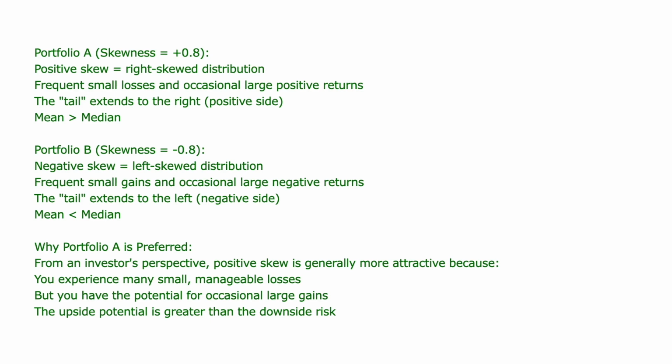Portfolio A, positive skew, offers chance of large positive surprises with limited large losses. Portfolio B, negative skew, carries risk of large negative surprises, despite frequent small gains.